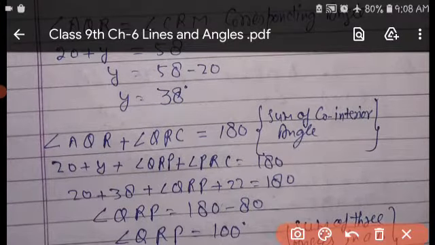Angle AQR plus angle QRC is equal to 180 degrees. 20 plus Y plus angle QRP plus angle PRC is equal to 180 degrees. 20 plus 38 plus angle QRP plus 22 is equal to 180 degrees. Now angle QRP is equal to 180 minus 80. Angle QRP is equal to 100 degrees.